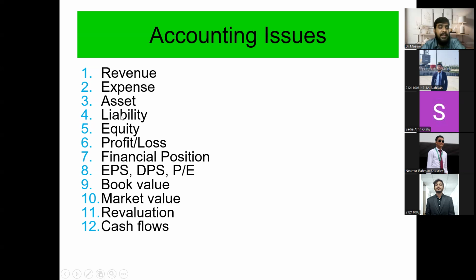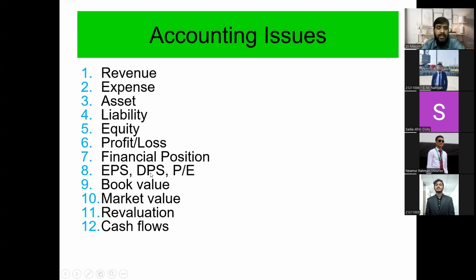An asset means resources owned by the company to generate revenue. And liability means outsiders' claim on the assets of the business. In a business, the assets may be of two types. One type of asset is owned by the owner, and another type is owned by the outsider. Outsider's asset is known as liability, and owner's asset is known as equity. So equity and liability are clear. Then profit or loss is the difference between revenue and expense. Financial position means assets, liabilities, and equity together.